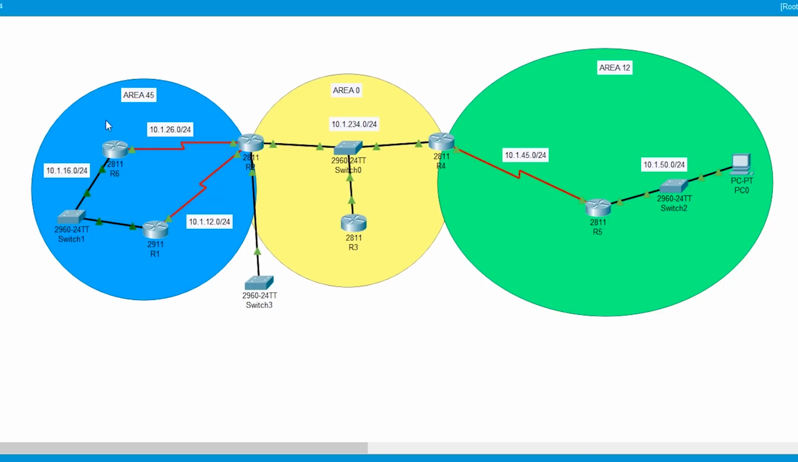Router 1 and router 6 are internal routers to area 45, and router 5 is an internal router to area 12. Router 2 and router 4 are ABRs, area border routers. This network, as we discussed, is different, and this network is passive. We will look at it in a while. So let's start with router 6.